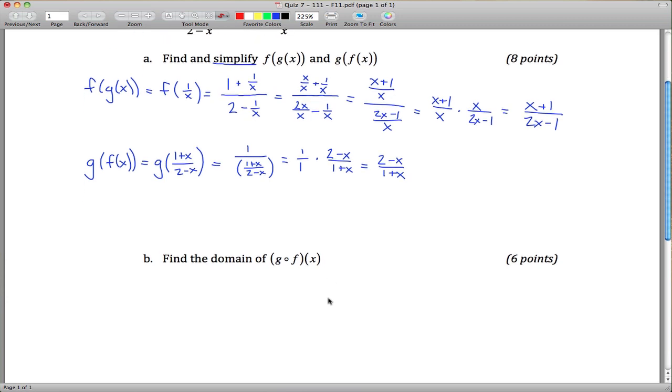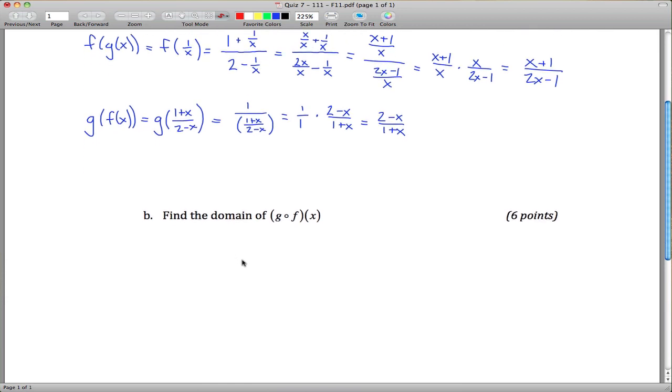Part B, find the domain of g of f of x, so this second one here. To figure out the domain of this guy, we have to make sure that f of x makes sense, and then we have to make sure that g of f of x makes sense. So first of all, the domain of f of x.